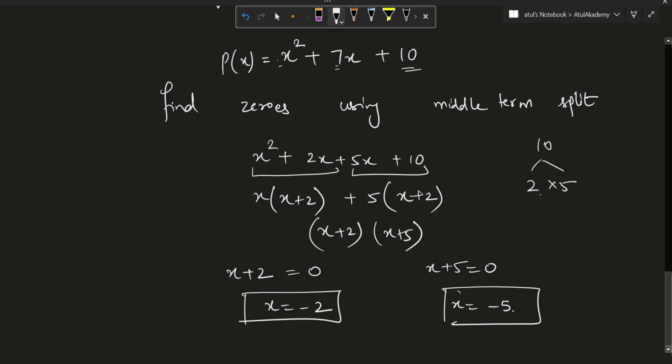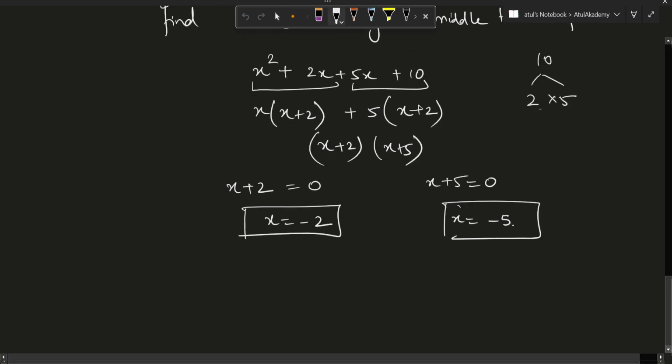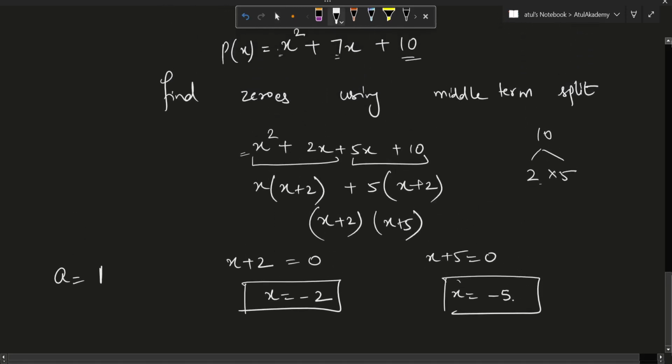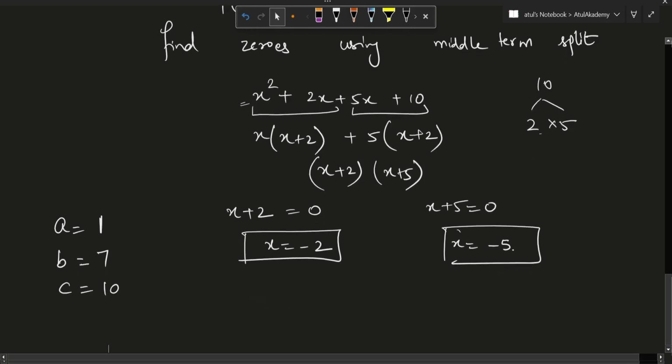Now from this polynomial, I know what are the coefficients of x square, x and the constant term. What is a over here? a was 1 because the coefficient of x square was 1. Let me go back again so that we can see the polynomial. Now b. b was 7 and c is 10, the constant term. That is done.